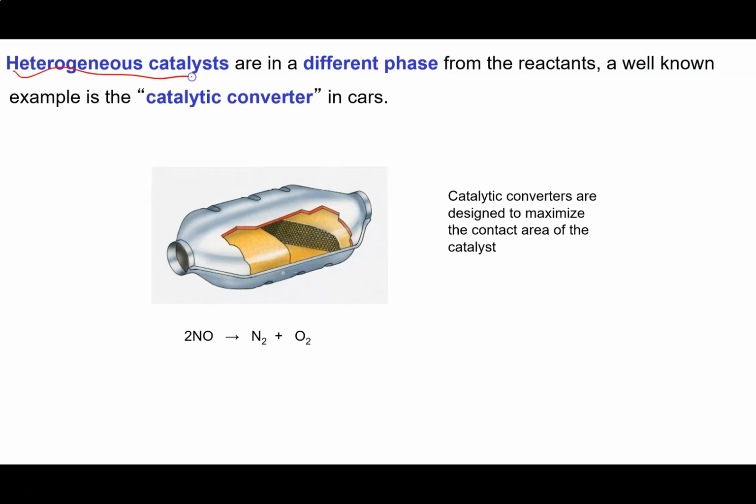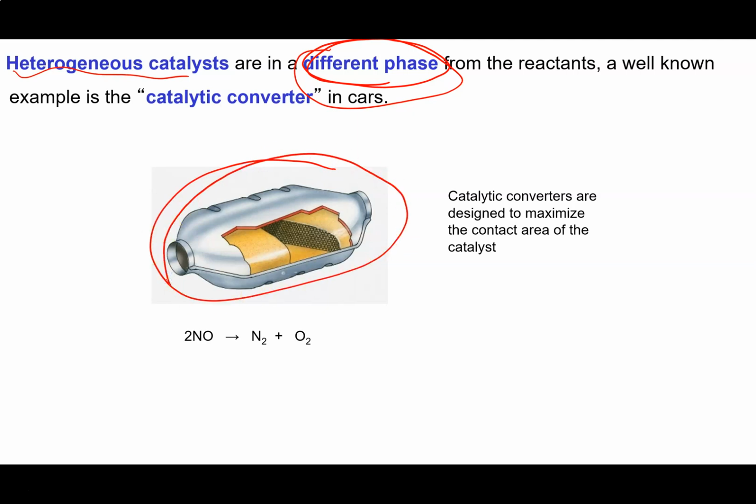Heterogeneous catalysts are different. In a heterogeneous catalyst, the catalyst and the reactants are in a different phase. And that can be very, very beneficial because it means that you don't have difficulty in recovering your catalyst from your reaction system. A good example of this is the catalytic converter that's in your car. The catalyst in your car is a solid. It's generally a solid that is coated onto a honeycomb-like matrix to maximize surface area.